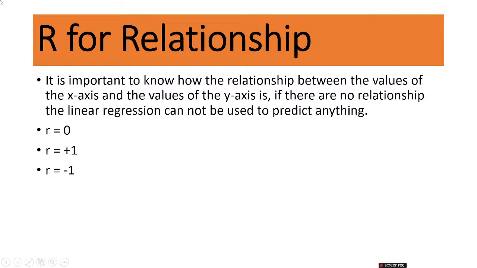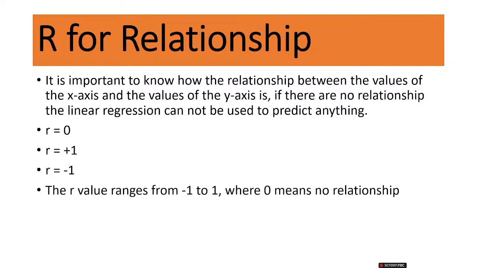Okay, but when I get R equal to 0, it means there is no relation, and when there is no relation, we do not find any predicted value. The R value ranges from -1 to +1, and 0 means no relation. When I do not get any type of relation, it means there is no prediction. We cannot predict anything when R is equal to 0. Okay, so this is the basic idea of linear regression.